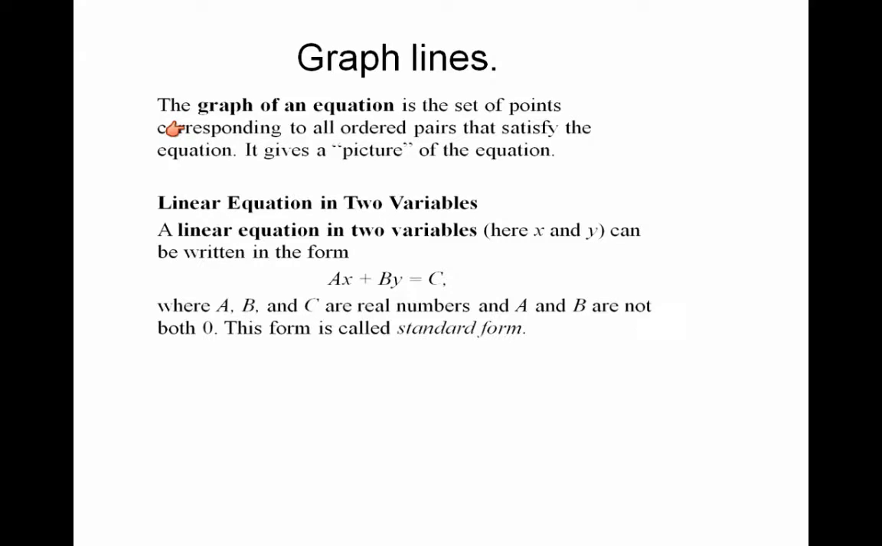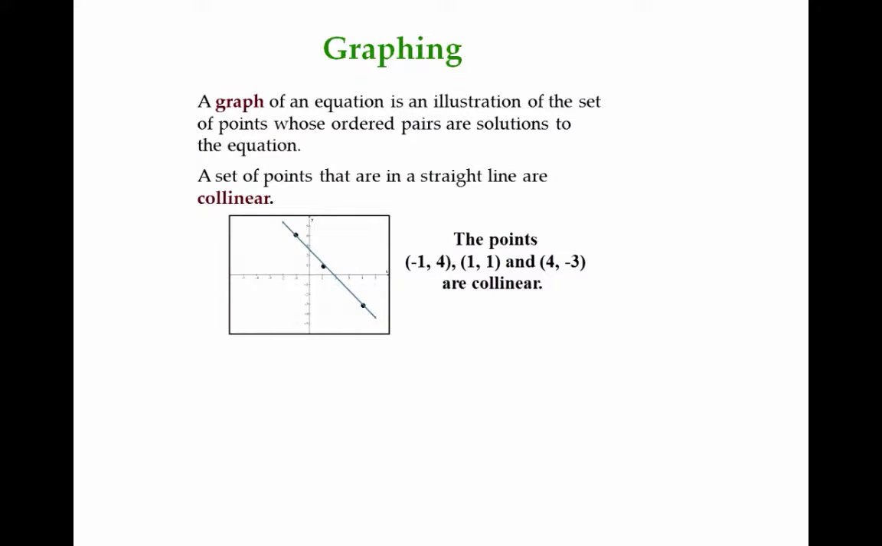So, graphing lines. The graph of an equation is the set of points corresponding to all ordered pairs that satisfy the equation. It gives a picture of the graph of that equation. A linear equation in two variables, here x and y, can be written as ax plus by is equal to c. Again, this is the standard form. We're going to look at the linear equation in different forms later, but this is the standard form.